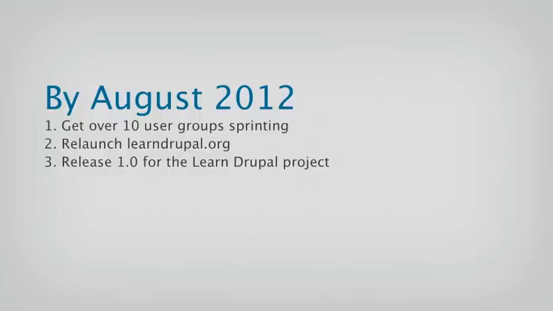And a shorter term goal, by August 2012, which would mean by DrupalCon Munich, we're looking to get at least 10 more user groups sprinting with the learn and the issue sprints and working on this goal. We also want to relaunch the learndrupal.org website, make it a little more user-friendly, and make it a better place for us to create and manage the lessons. And then there's also the goal of releasing a 1.0 version of the Learn Drupal project on Drupal.org, that installation profile. These are all different areas that need help. So starting a meetup, helping with the learndrupal.org website, or working on the installation profile are all different ways of helping the Learn Drupal initiative itself, which in turn is helping us get to that goal of 1% of users contributing back to Core.